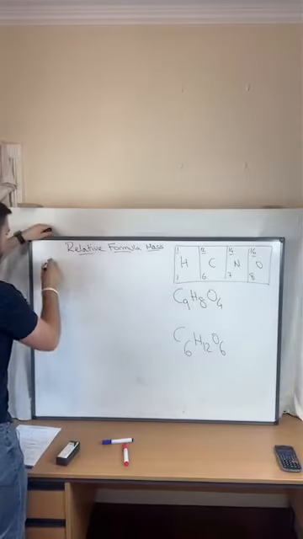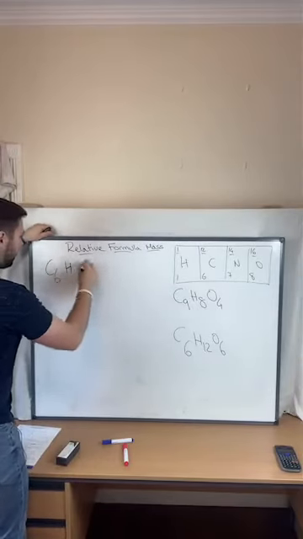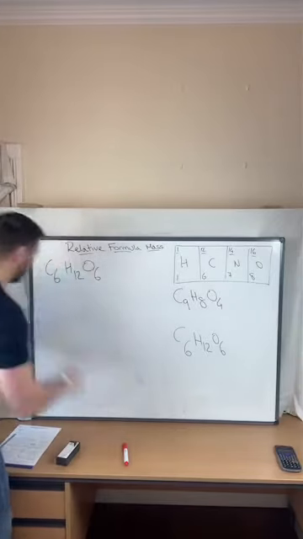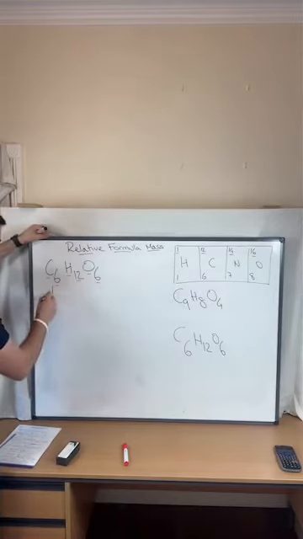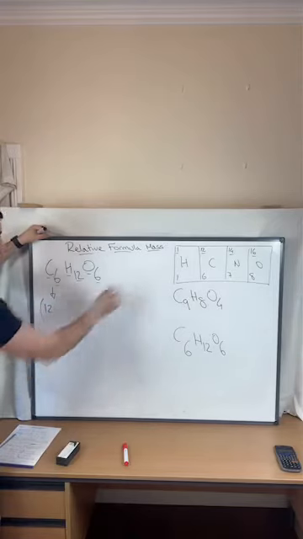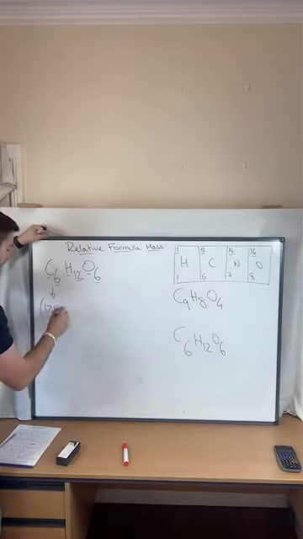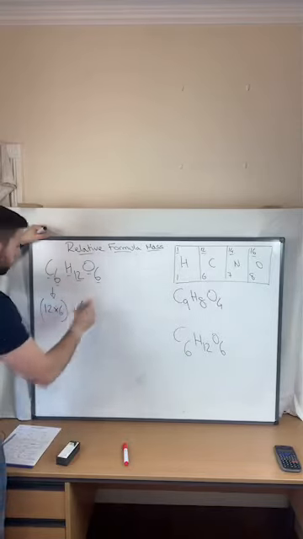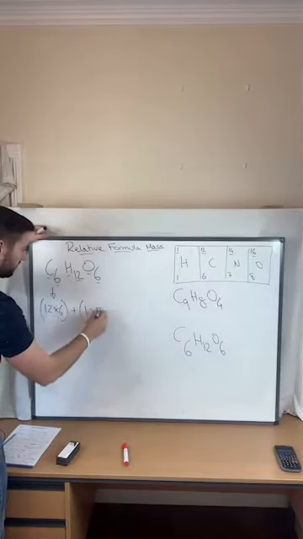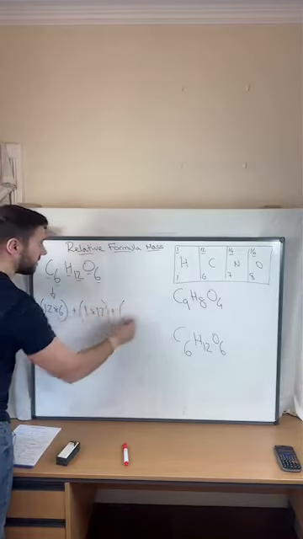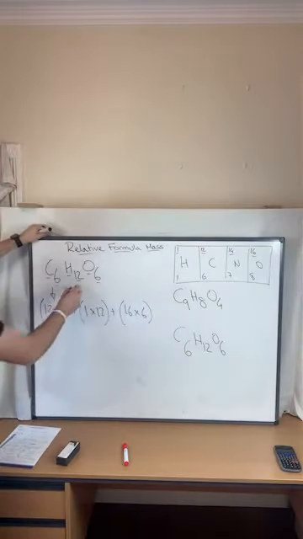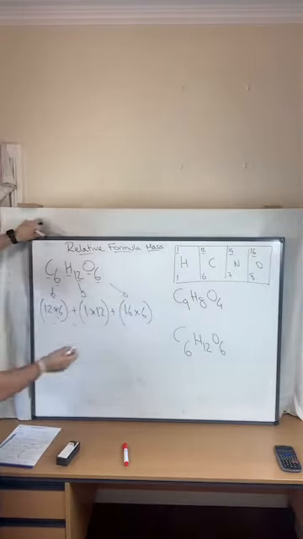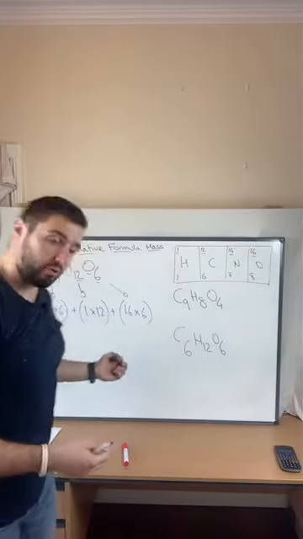So if we start with glucose, we have C6H12O6. So that means I've got 6 carbons, 12 hydrogens, 6 oxygens. So we do our little brackets again. Carbon we see is 12. We have 6 of them, so we multiply it by 6. Plus hydrogen is 1. We multiply it by the 12. And then oxygen is 16. We multiply it by the 6. That's what we're doing. When we work out the relative formula mass, that's what we're going to end up with.